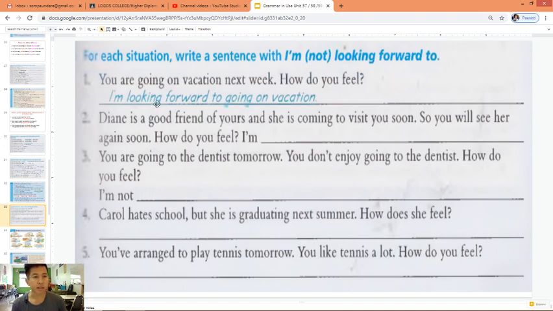All right, let's look at this. This is exercise 58.4 in your book. And it says, for each situation, write a sentence with "I'm looking forward to" or "I'm not looking forward to." When you use the phrase looking forward to something, you're excited about it. You want to do it. You've been thinking about doing it for a long time.